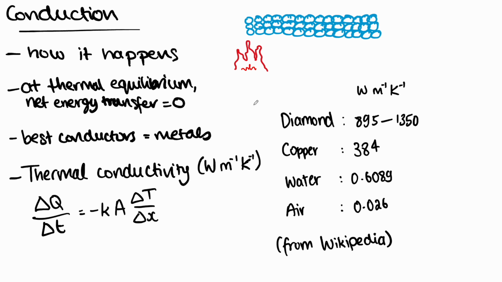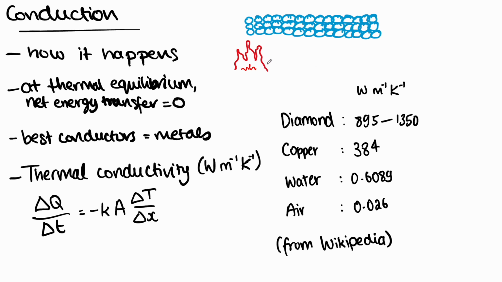Now, the best conductors are, in fact, metals. This is because they have a secret hidden talent: they have mobile delocalized electrons in the solid. In addition to all the particles vibrating and banging into each other to move the heat along, the electrons will also travel along the substance, transferring heat energy too. So they're better conductors.